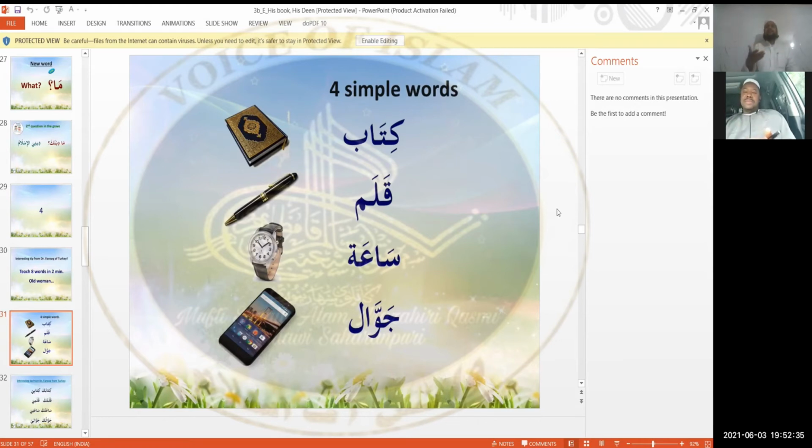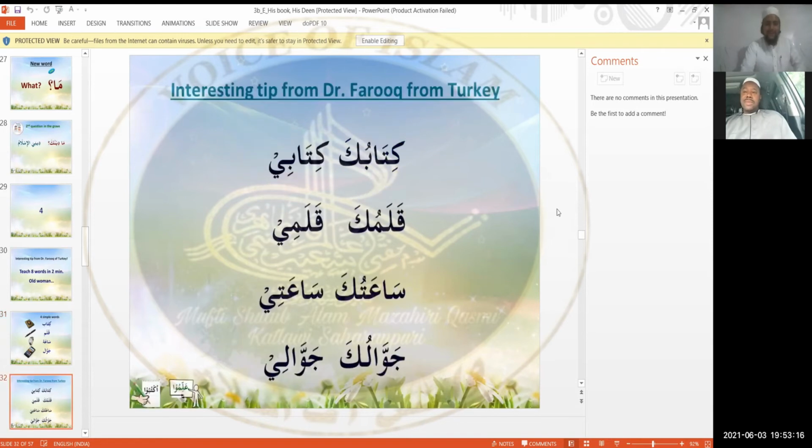Sa'atun, watch. Jawwal, jawwalun, your mobile. I don't have mine now, my phone is not nearby me. Jawwal means mobile. So: kitabun, kitab. Qalamun, qalam. Sa'atun, watch. Jawwal, mobile.